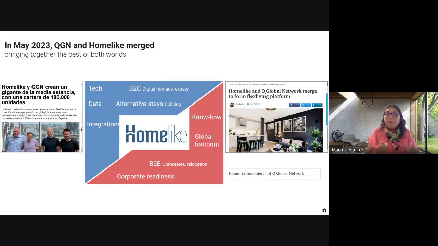A summary of the strengths that Q is bringing to the table is access to B2B clients, including relocation management companies and direct corporates. We are also bringing corporate readiness and understanding, and know-how in this arena, plus a global footprint of supply and an important amount of supplier relationships within the industry.